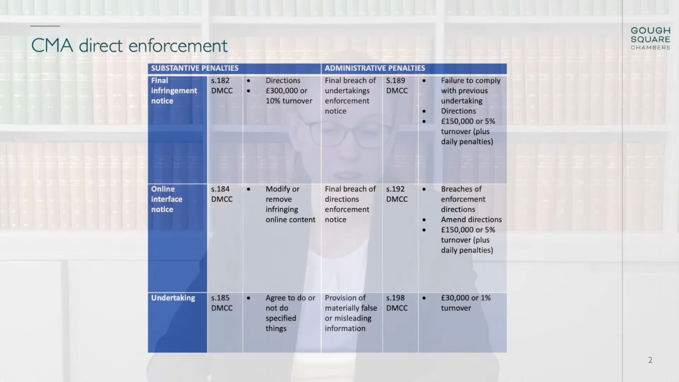Well, in my opinion, it's twofold. First, we get insight into the CMA's process for how it will conduct direct enforcement investigations. And then second, we get an insight into the penalties process. I'm going to take each in turn, but before we do, let's look briefly in a little more detail at what these powers, in fact, are. So what are these powers?